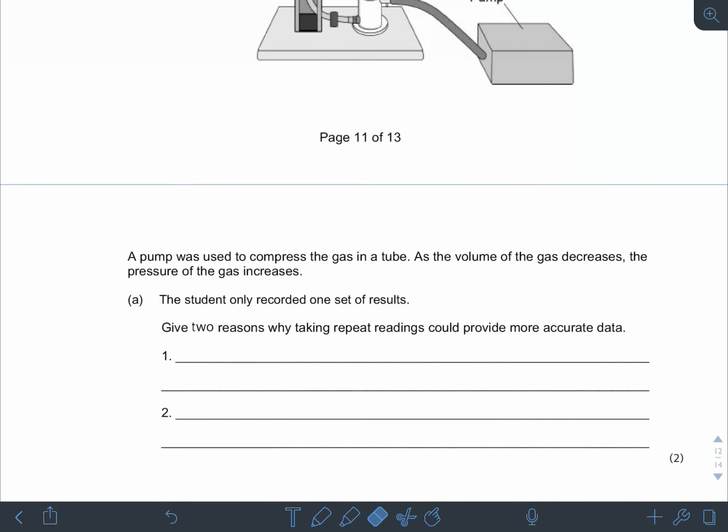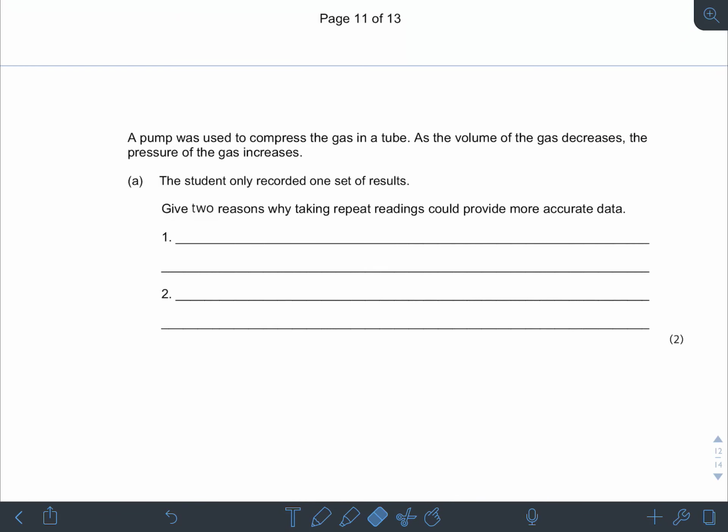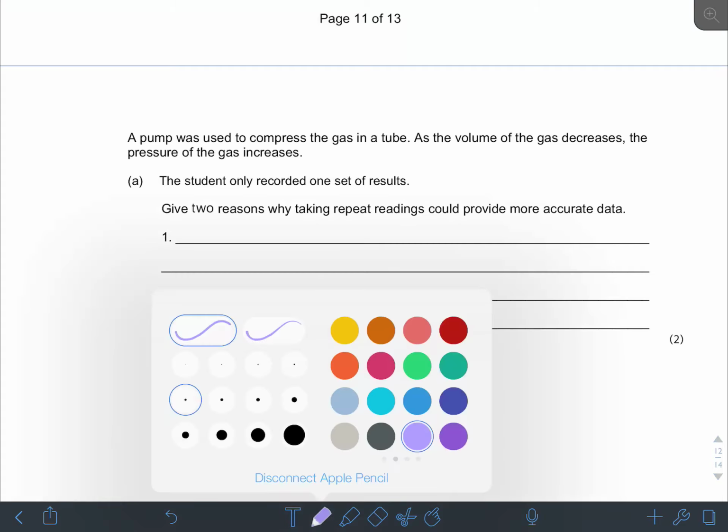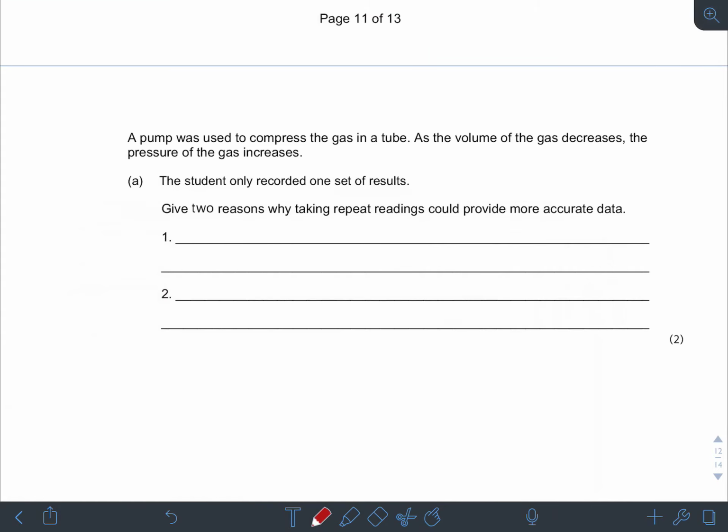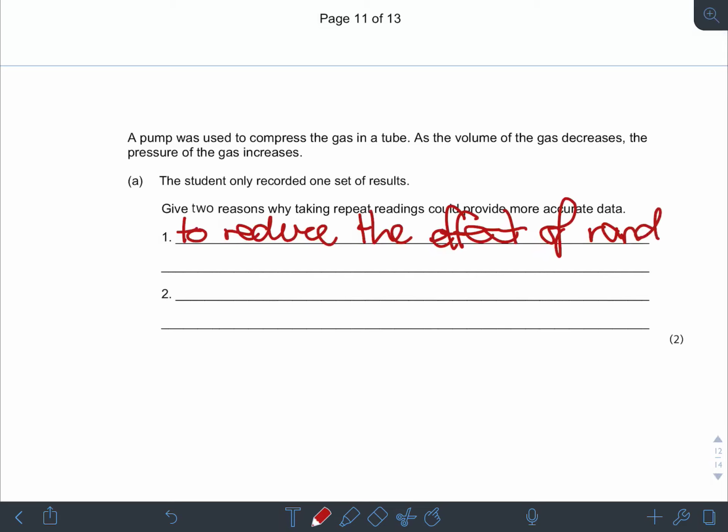So we've got the experiment to do with Boyle's law. Give 2 reasons why taking repeat readings could provide more accurate data. I'm not going to make a big song and dance about this because you should know it, although some of you still did not write it down. It is to reduce the effect of random errors.